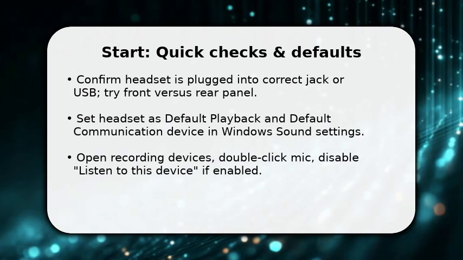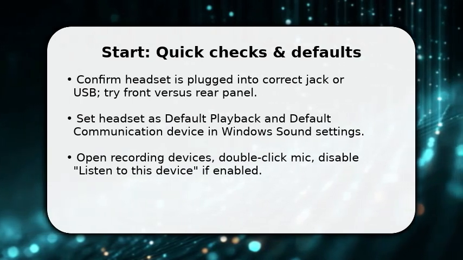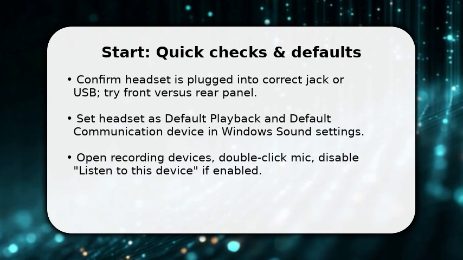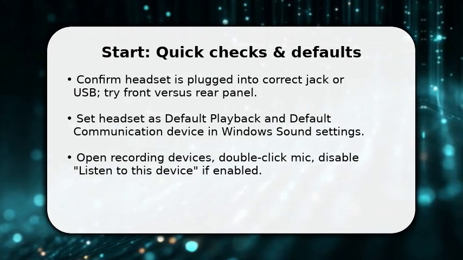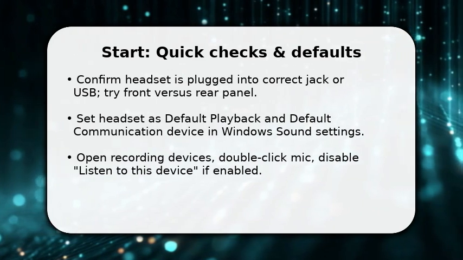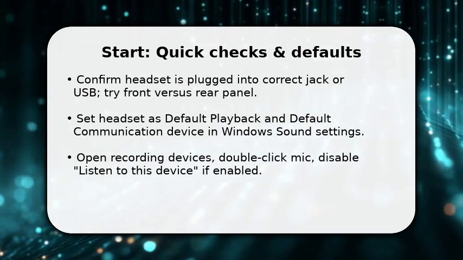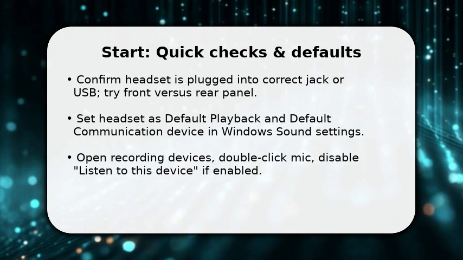You're starting with the essentials. Check physical connections and set defaults. First, plug the headset into the correct jack or USB port and test different ports if needed. Once done, open sound settings and set your headset as default playback and default communication device.